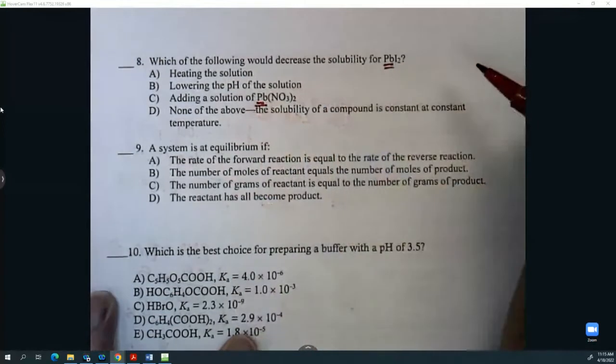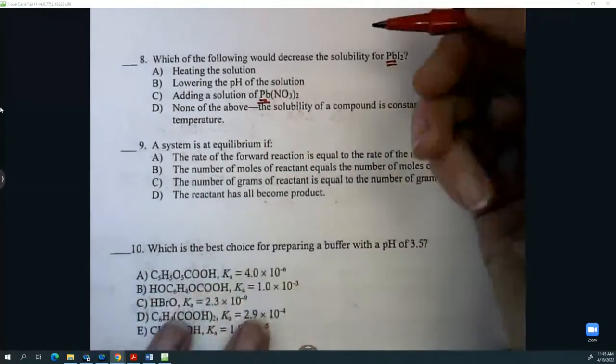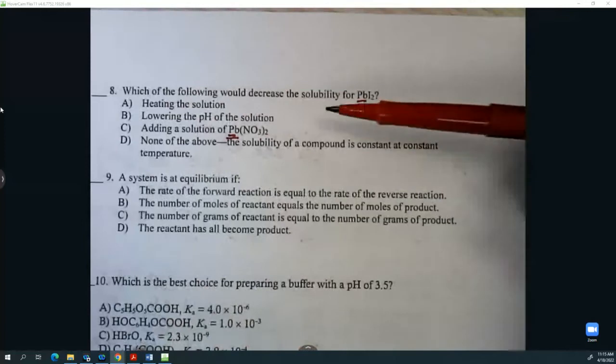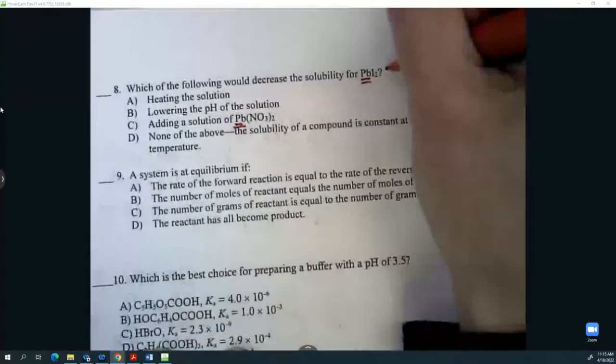As soon as I see that common ion, that's Le Chatelier's principle, right? So I would shift it back toward the reactants. If I add lead from another source, I have too much product, because this is what the reaction would be, right?